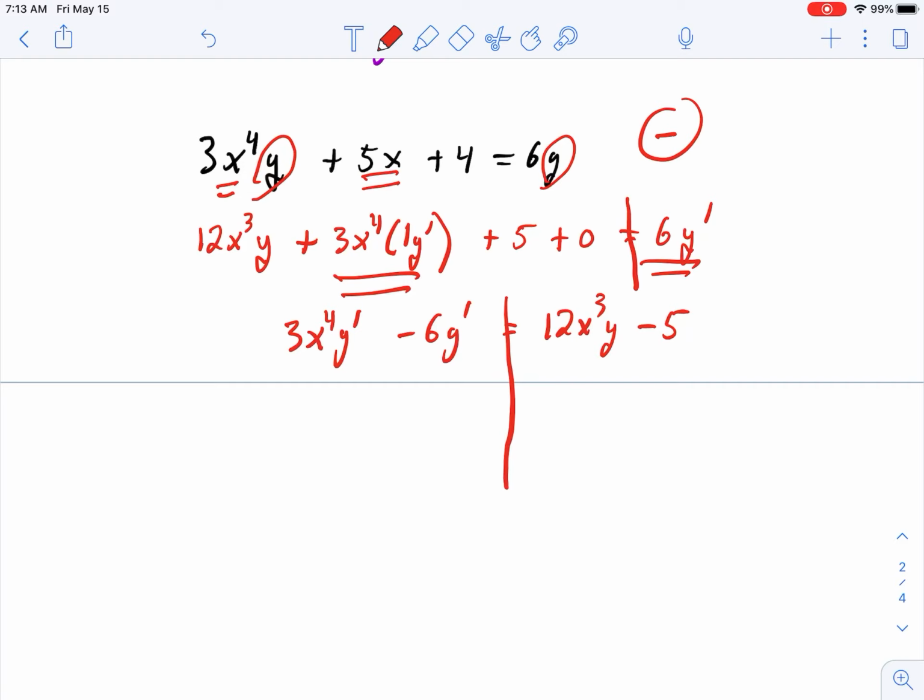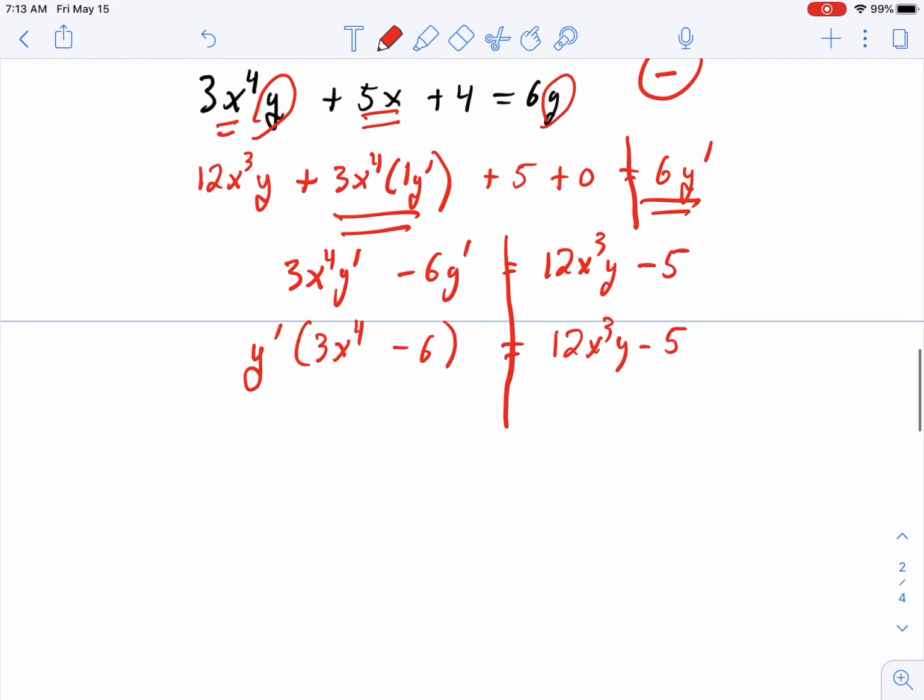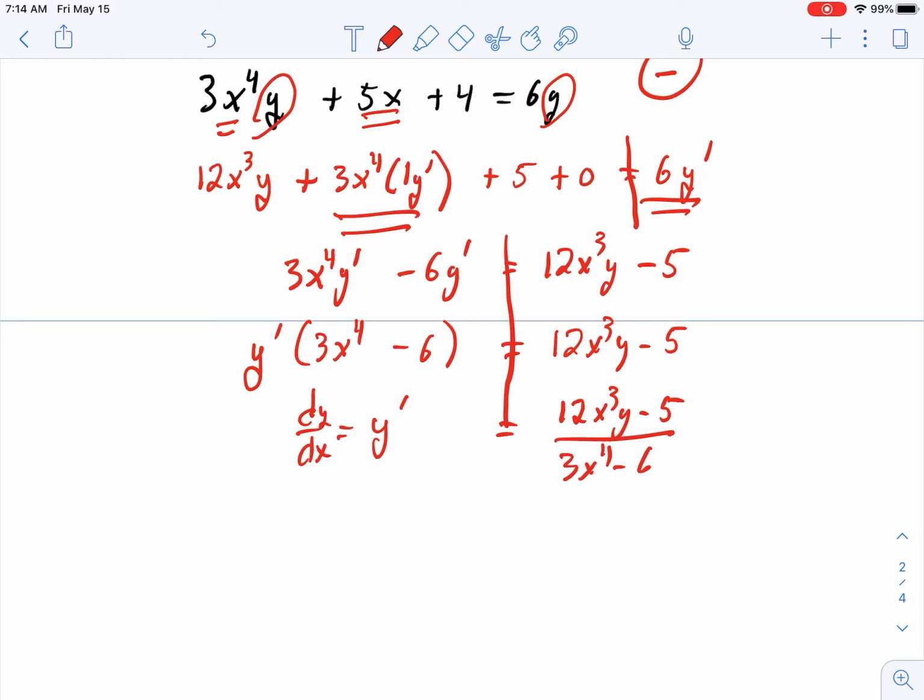Okay. So now factor out the y prime. I have y prime times 3x to the fourth minus 6 equals 12x cubed y minus 5. So therefore, y prime, or dy dx, would be 12x cubed y minus 5 over 3x to the fourth minus 6.